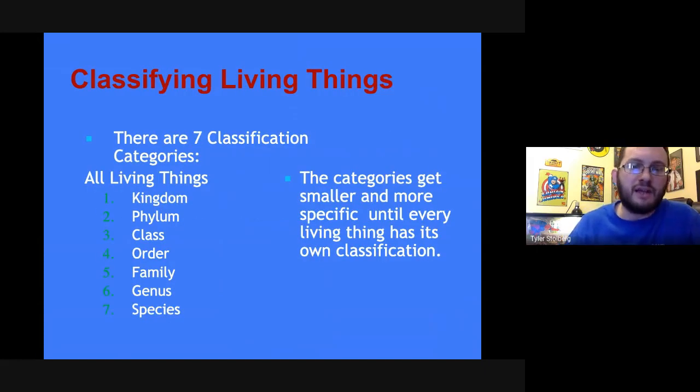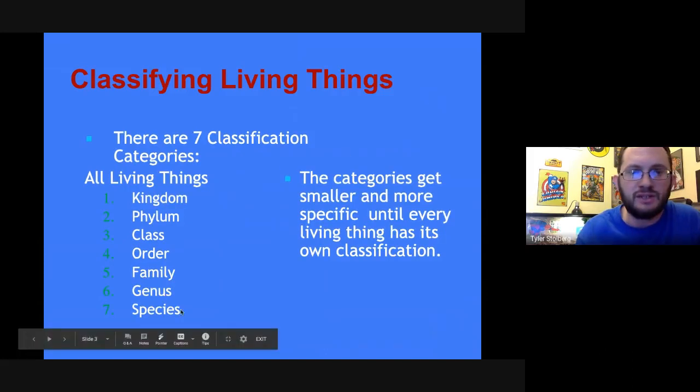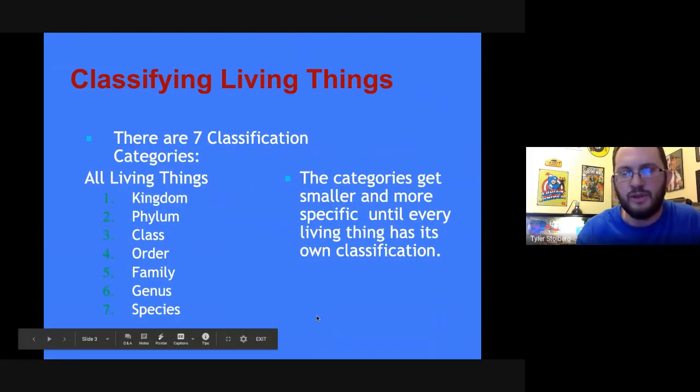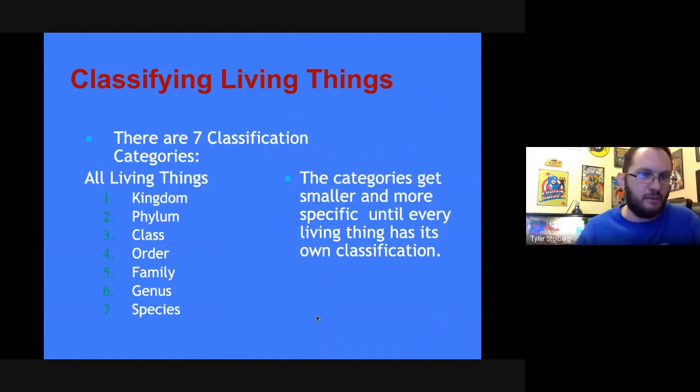There are 7 classification categories that scientists use. The biggest one is kingdom, and then it gets smaller and smaller from there. It goes kingdom, phylum, class, order, family, genus, and species. Now, species is the one you're probably most familiar with. The species would be the actual name of that particular animal, like an ostrich is a species of bird. But the kingdom is the big, broad category, and we're going to talk about that first.